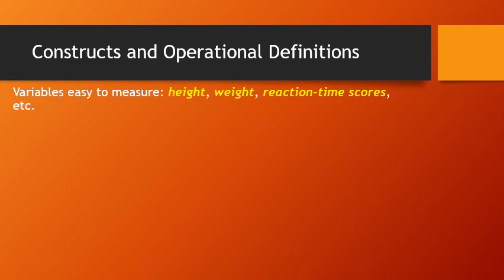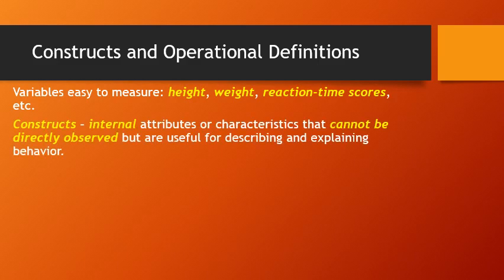Variables easy to measure might include height, weight, reaction time scores, etc. A construct is an internal attribute or characteristic that cannot be directly observed but is useful for describing and explaining behavior. An example of a construct might be motivation, anxiety, hunger. It's internal.